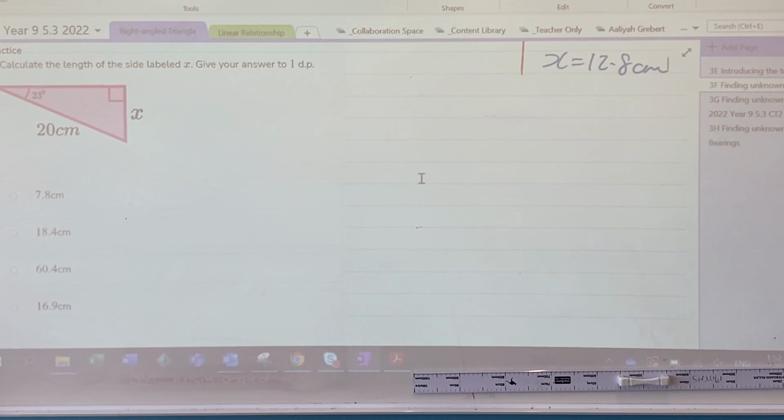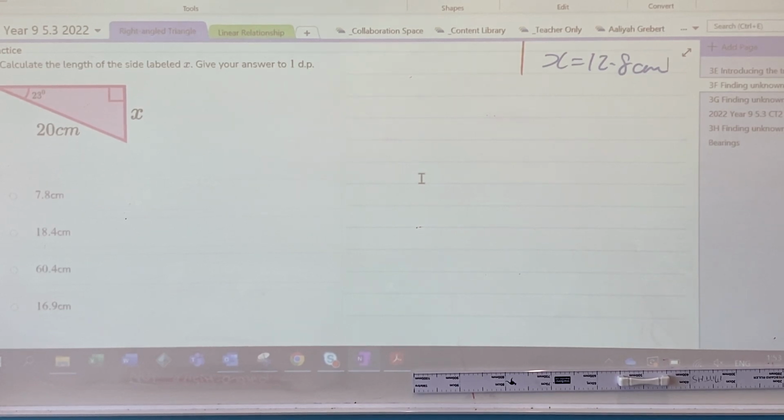x equals 12.8. Is that the actual answer? How'd you do it? I just answered x equals 12.8. Shift mode 3. Which am I using? Sine. Good. I always get 7.8, because that's opposite over.